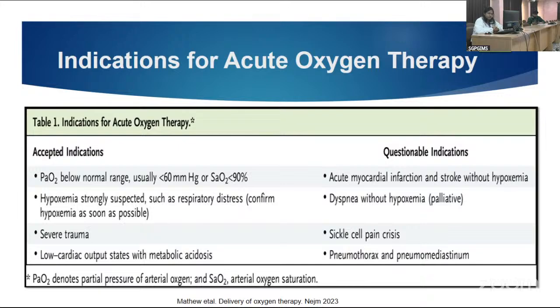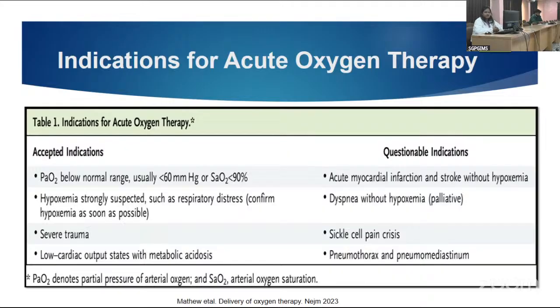or not? Suppose the patient has dyspnea, the patient has difficulty in breathing, and is complaining that I have a problem breathing, but when we apply the saturation probe, the saturation is 98 to 99%. So in that case, whether we really need to provide oxygen to that patient or not, this is the basic question. And then now sickle cell pain crisis.